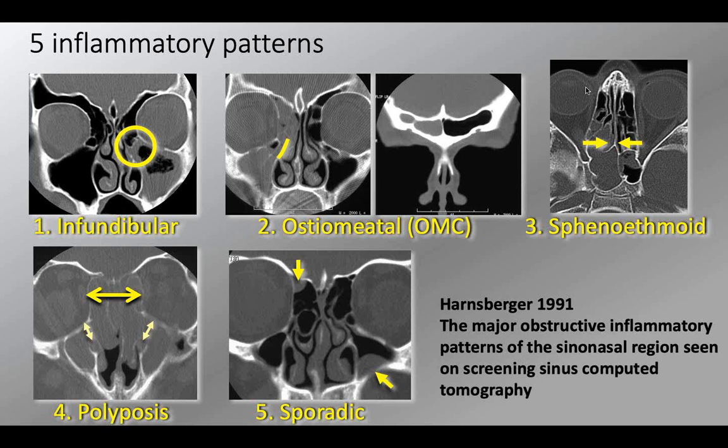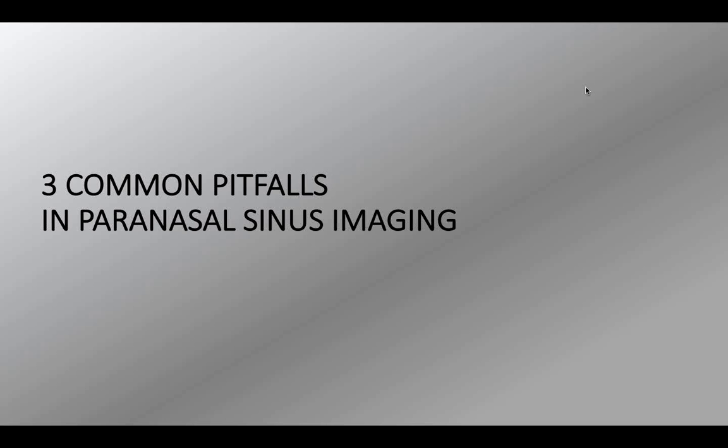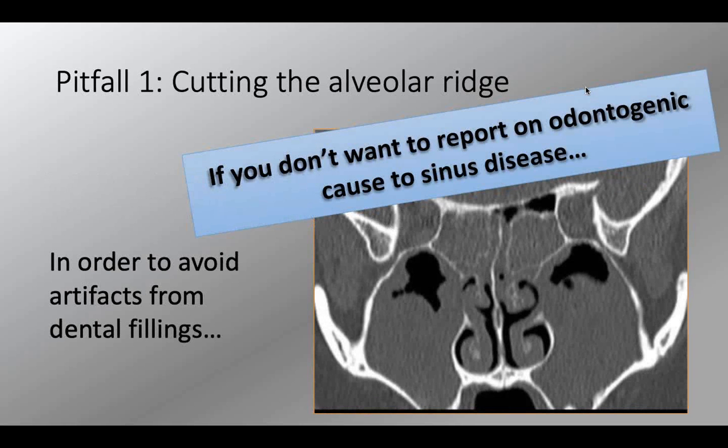So this was first described by Hansberger in 1991, and his paper, The Major Obstructive Inflammatory Patterns of the Sinonasal Region Seen on Screening Sinus Computed Tomography, is worth reading. I will now show you three common pitfalls in paranasal sinus imaging. It's not about interpreting, but it's how to take the images.